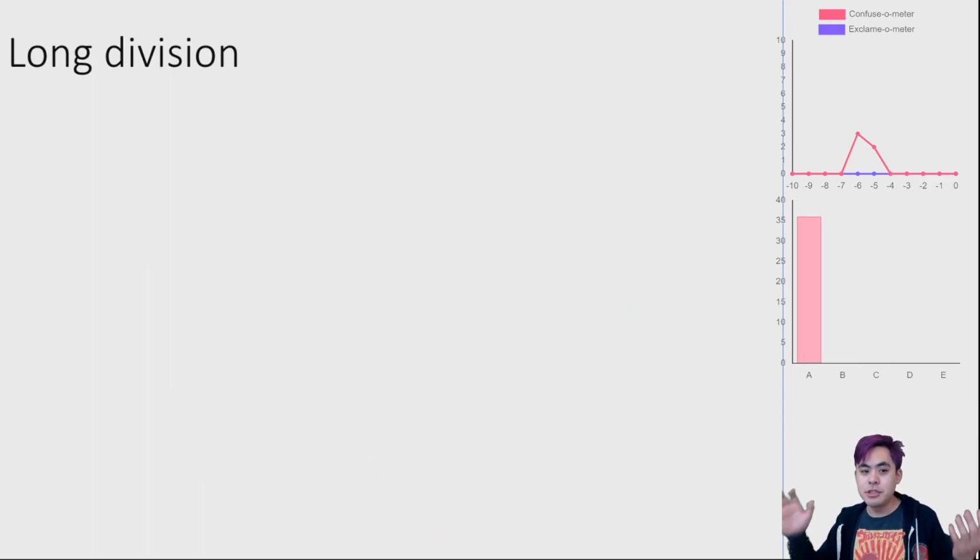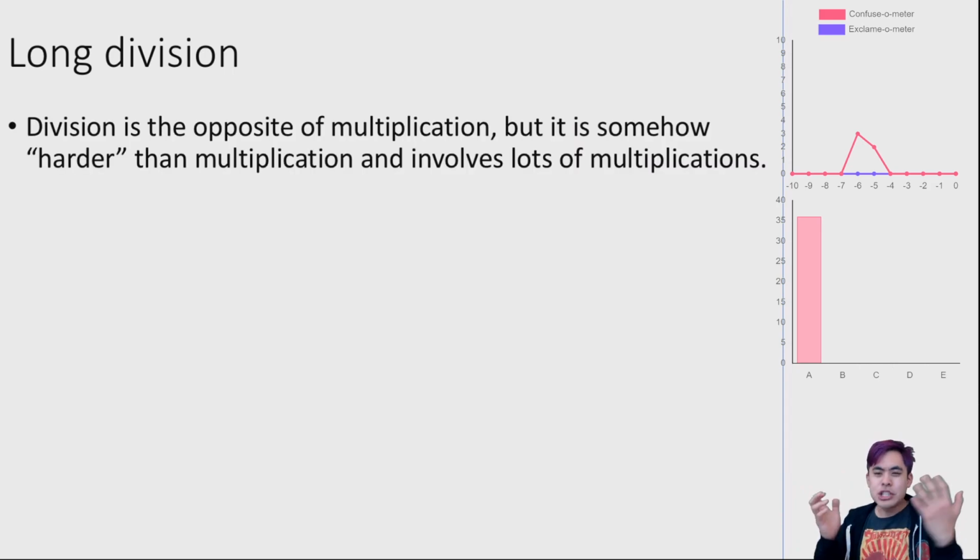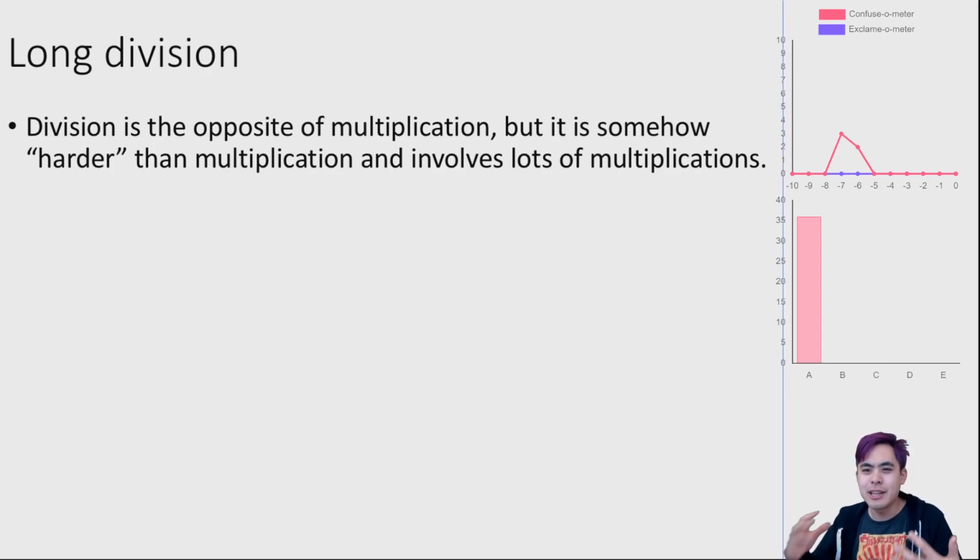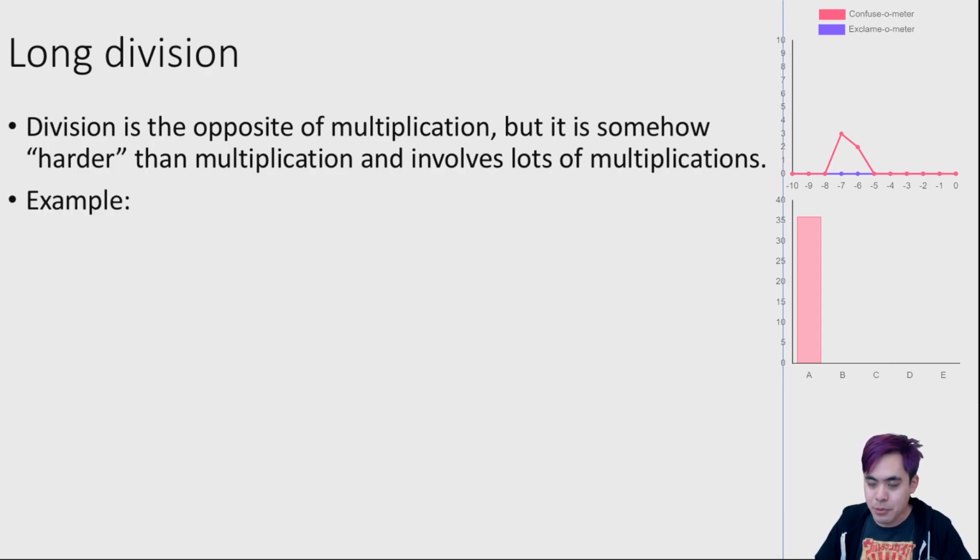So one of the things you guys probably learned in school is this thing called long division. Now one of the things that you might notice is that division, the opposite of multiplication, is somehow harder than multiplication and involves a lot of multiplications. So what do we mean by that? Well, as an example, let's say that I wanted to divide some complicated number, let's say 54321 by 12.